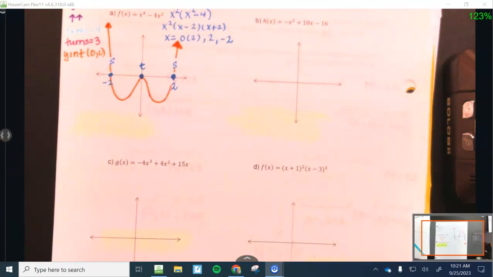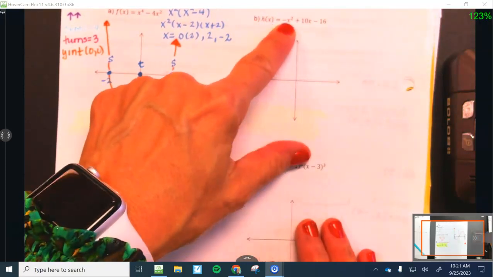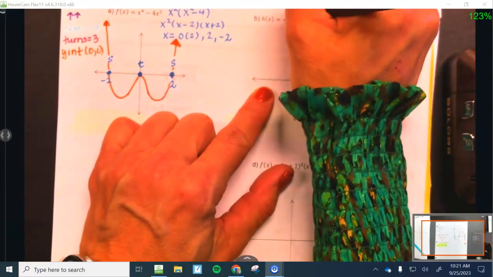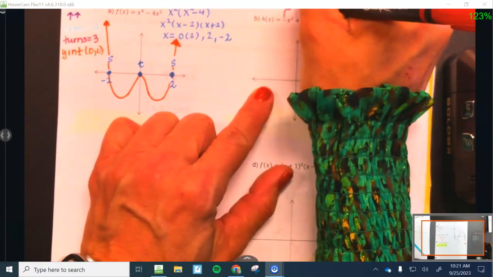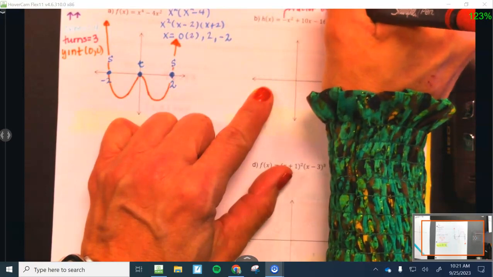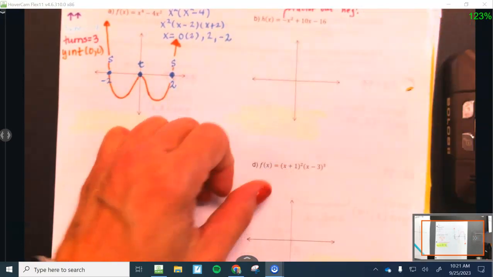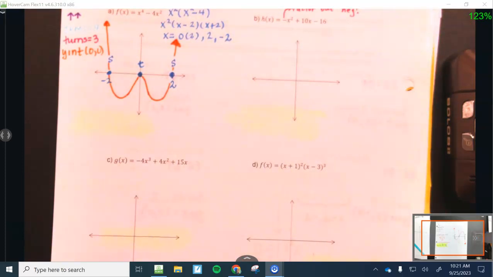Letter B. Oh my goodness sakes. What's the first thing you see on B? A negative. Y'all, please remind yourself you're going to have to factor that out when we factor later. But first, let's just go ahead and start identifying the attributes.